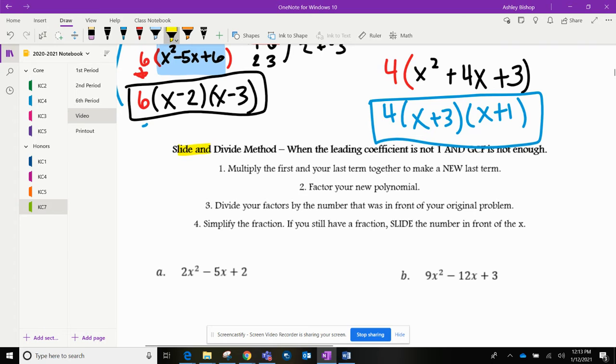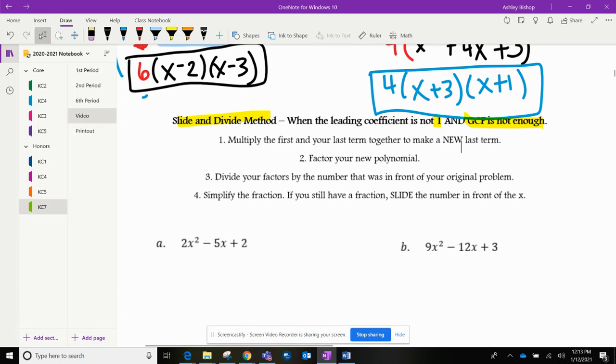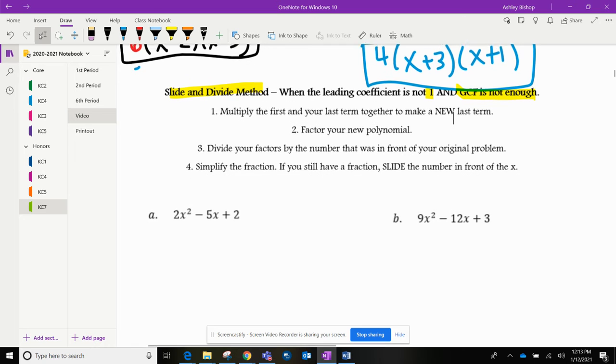We use this method when the leading coefficient is not 1, and the greatest common factor is not enough, or the greatest common factor doesn't work. So I will show you a case of both of these. So the greatest common factor not working or is not enough.